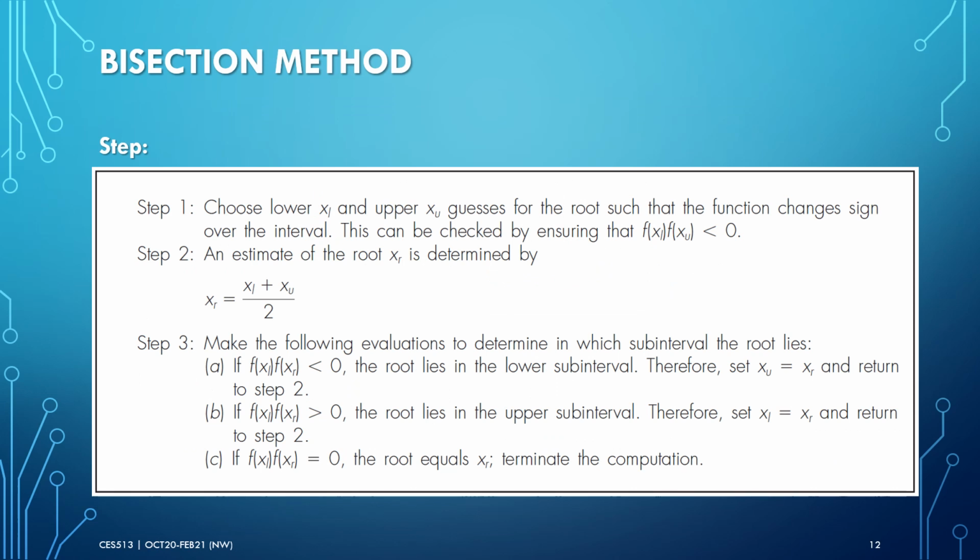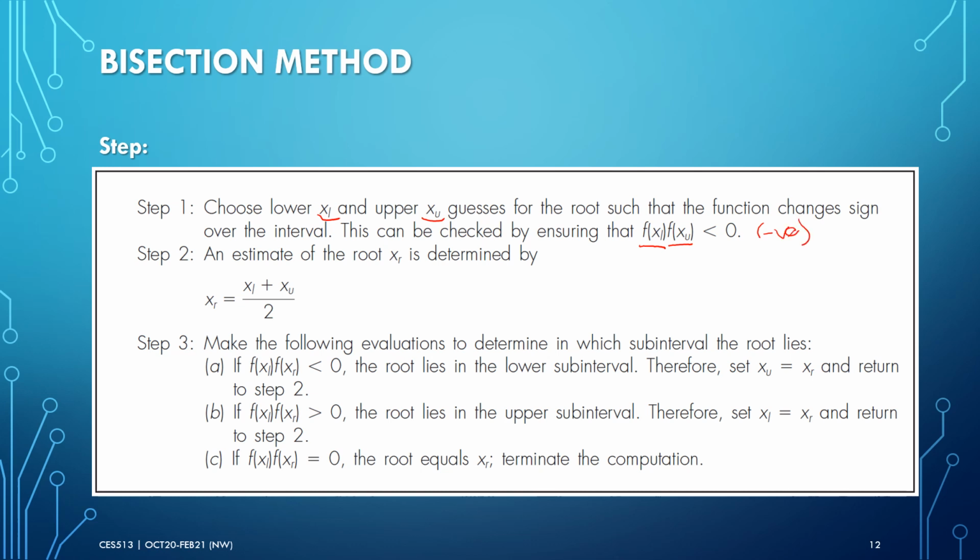Okay, now these are the steps of the bisection method. Step 1, choose lower bound and upper bound, xl and xu, guesses for the root such that the function changes sign over the interval. Okay, this can be checked by ensuring that the function of the lower bound multiplied by the function of the upper bound is lesser than 0, or negative.